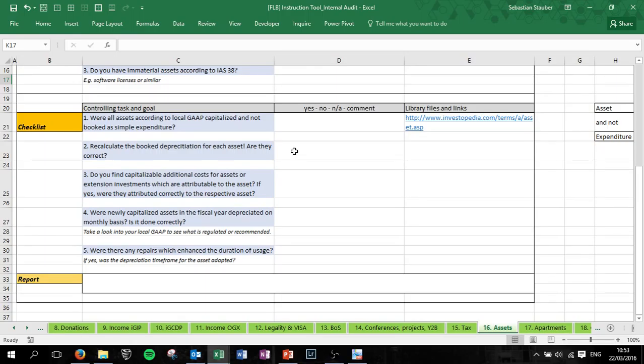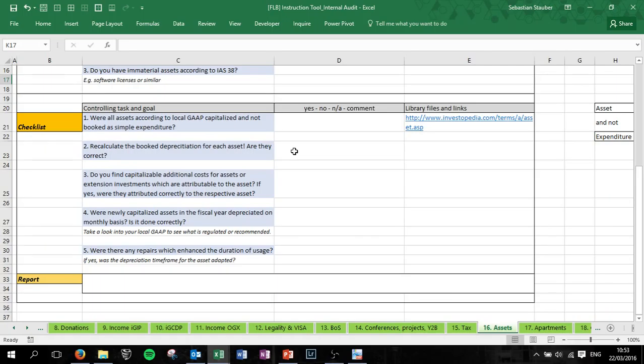Number 4, were newly capitalized assets in the fiscal year depreciated on a monthly basis? If you bought something in November, for example, then you have to depreciate it for November and December at the end of the year, but not for the entire year. So you take 2 divided by 12 multiplied by the amount of the asset. This is important. Nevertheless, take a look into your local GAAP if there is another regulation, but actually I don't think so. This is mostly the case.